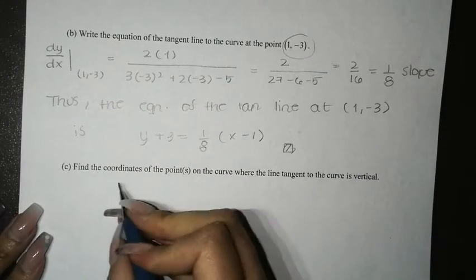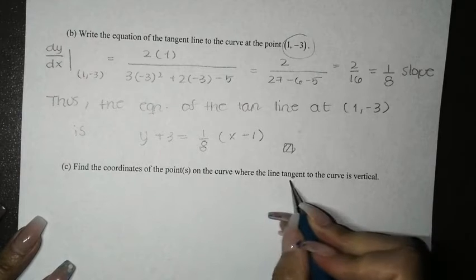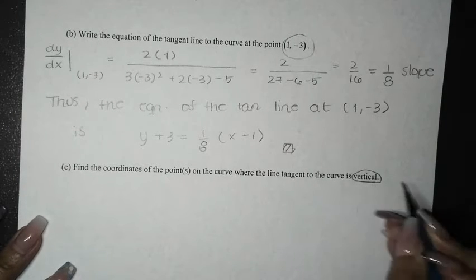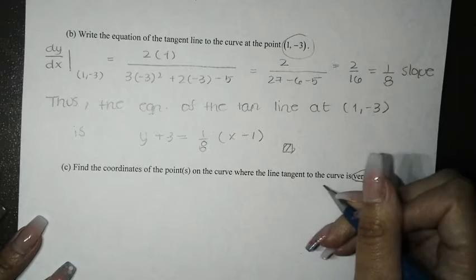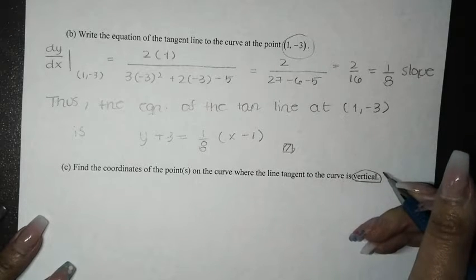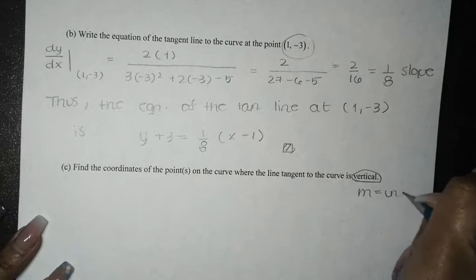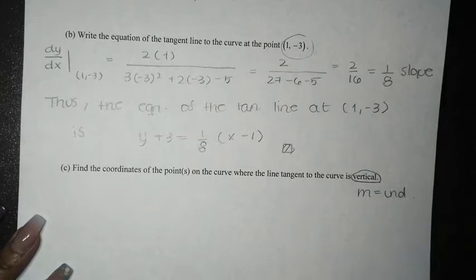So part C tells you to find the coordinates of the points on the curve where the tangent line to the curve is vertical. First, when you have a vertical tangent line, what's going to be the slope? You know that the slope here is going to be undefined. That's kind of weird, but you know that this is happening. So what are you going to do?